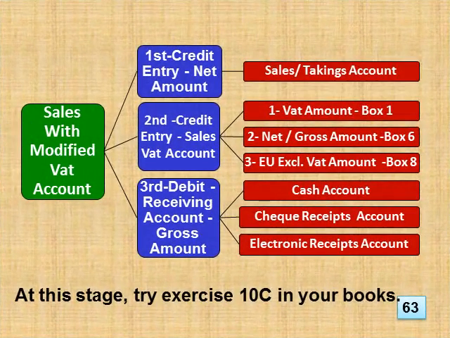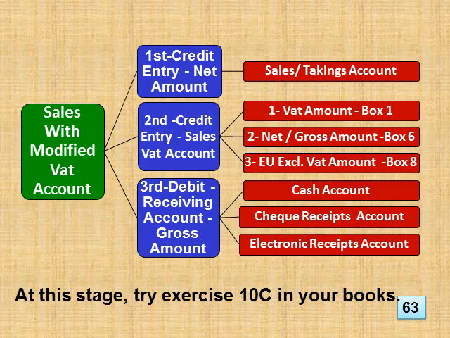Recording sales with the modified VAT account. First is a credit entry for the net amount made on the sales takings account. The 2nd is a credit entry on the sales VAT account, made with another 3 entries. The first is for the VAT amount totaled for box 1 on the VAT return. The second is for the net or gross amount totaled for box 6 on the VAT return. The third is for the EU excluding VAT amount totaled for box 8 on the VAT return.